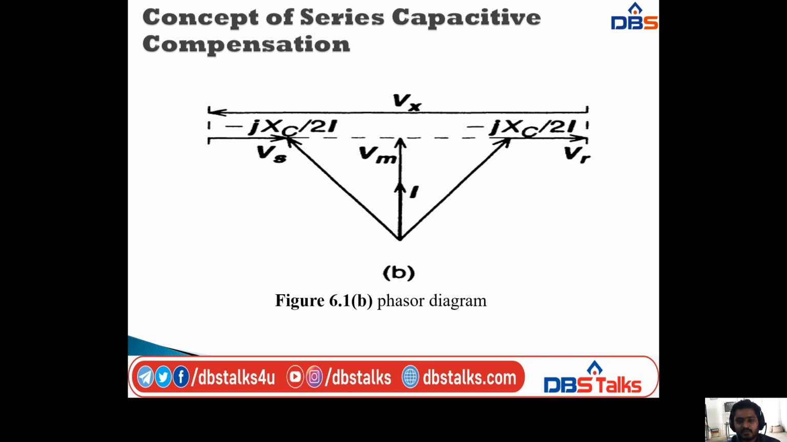In this one I am taking the current I and the midpoint voltage in the same phase, and for both sides we have a sending end voltage and a receiving end voltage. The line drawn to the left side of the Vm is Vs, the sending end voltage, and the line drawn on the right side of the Vm line is Vr, the receiving end voltage, and both will have the capacitive compensation value, that is jXc by 2 and minus jXc by 2, and in total we have the reactive voltage Vx. Okay, and we have the current I.